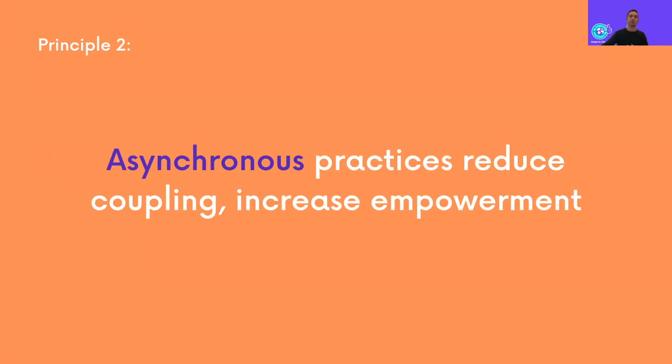The second principle is around asynchronicity. Asynchronous practices reduce coupling and increase empowerment. I saw a lot of people mentioning time zones in the comments there. Until one day we somehow magically have everyone in one time zone, we really need to learn to work with each other without having to be online and available at the exact same time. And when I talk about asynchronous practices, that's including culture, for example, how the team communicates with each other, and also processes, for example, how decisions are made.